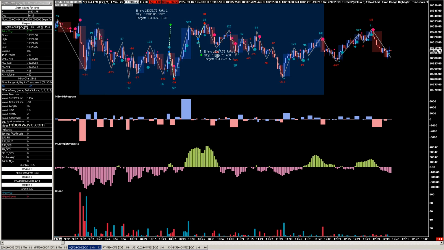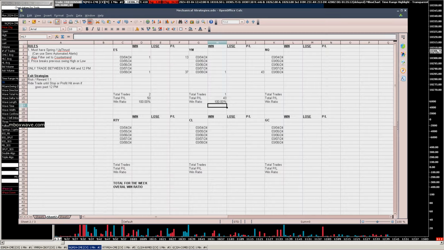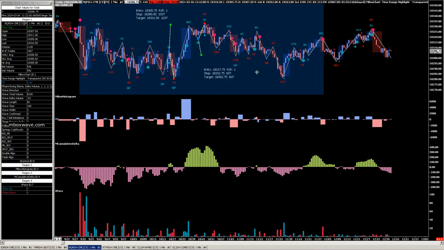So we've got 103 plus 60 ticks for the day. That's 163 ticks for Nasdaq. We got 2 wins and 163 ticks. All right, let's move on.